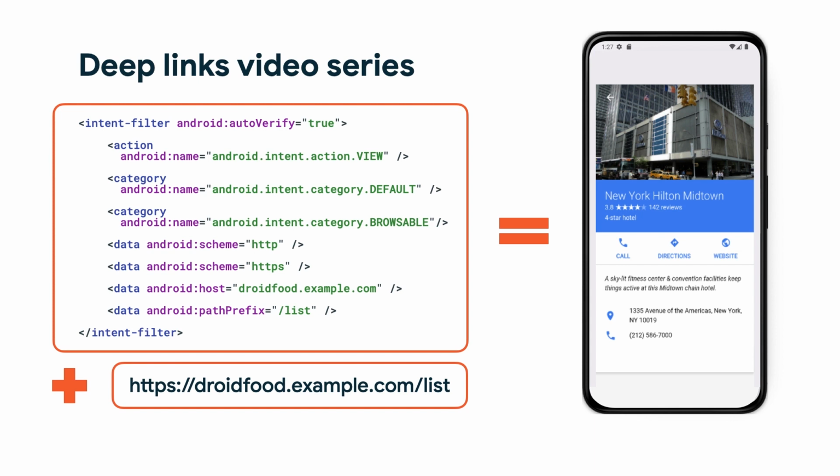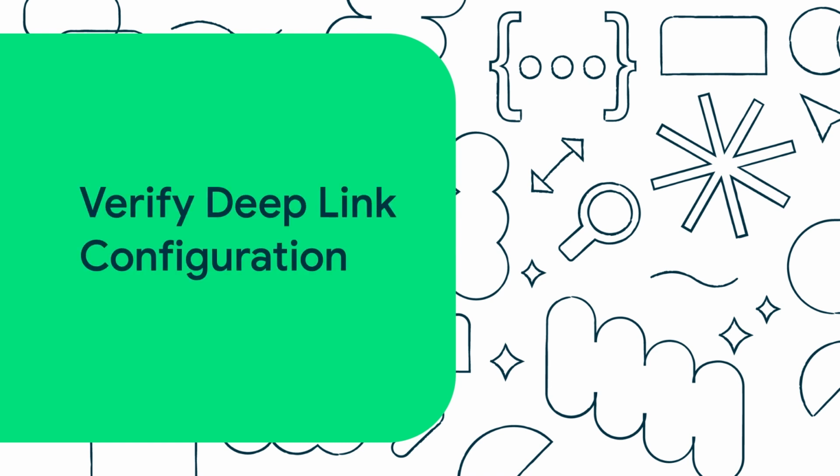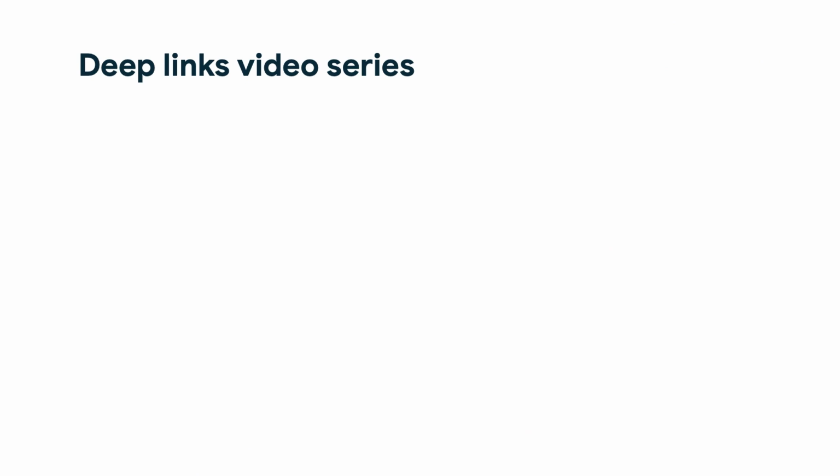This video will continue with the Droid Food application from the previous video, which handles the links droidfood.example.com/list and droidfood.example.com/menu. You'll use the Android Debug Bridge and commands available in Android 12 to test and verify the link configurations. Let's get started. Droid Food's Android app links are configured in its AndroidManifest.xml file.